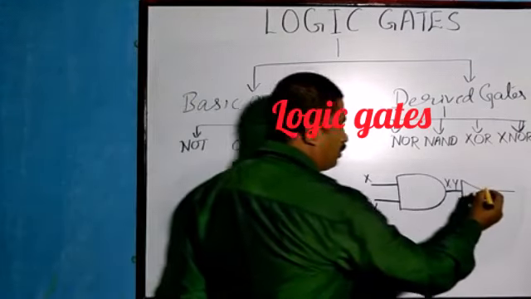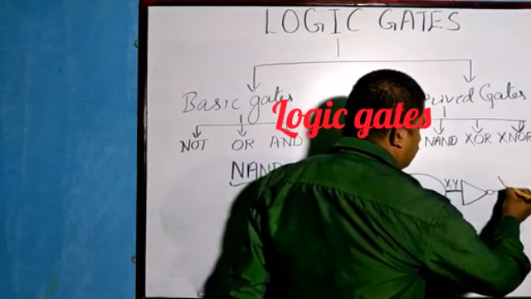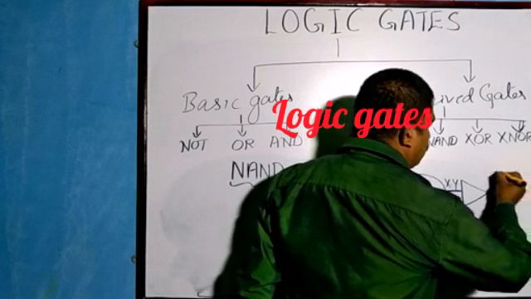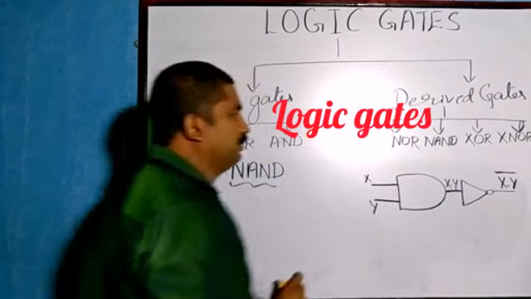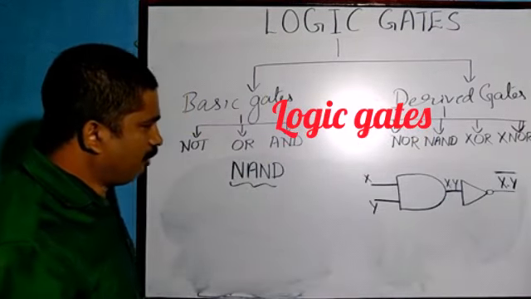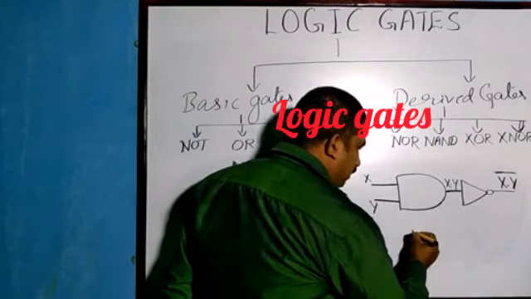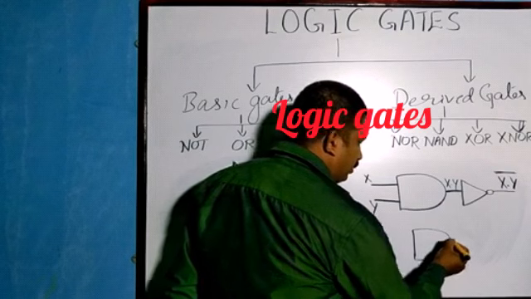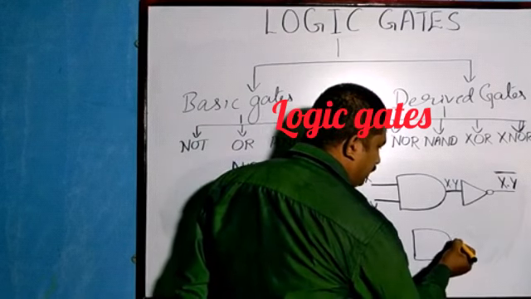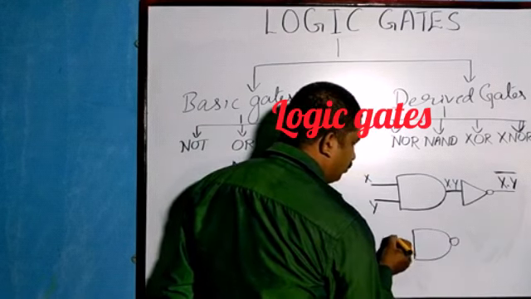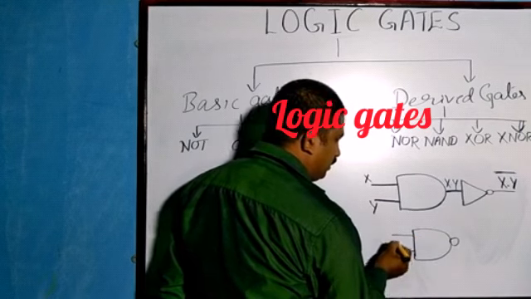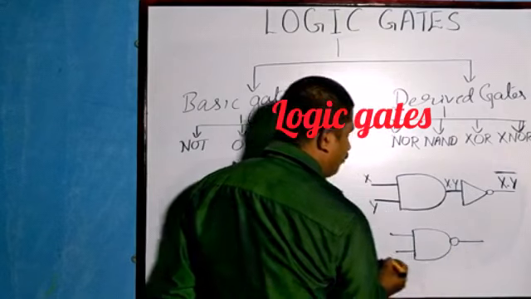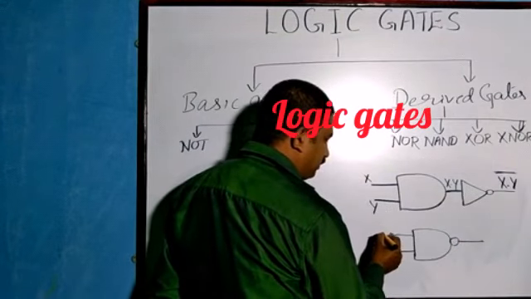Then what is the output? That is the inverted form. That is X into Y whole complement. In the reduced form, as written for the NOR gate, we can write like this. So this is an AND gate fused with a NOT gate, put a circle. So this is the circuit symbol for the NAND gate.